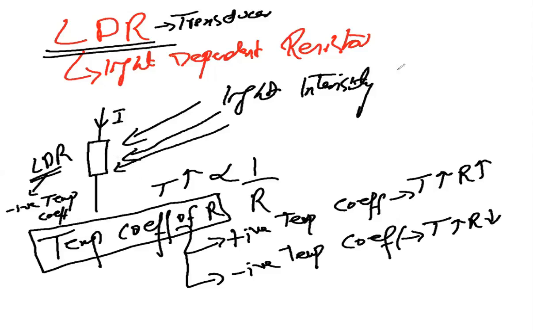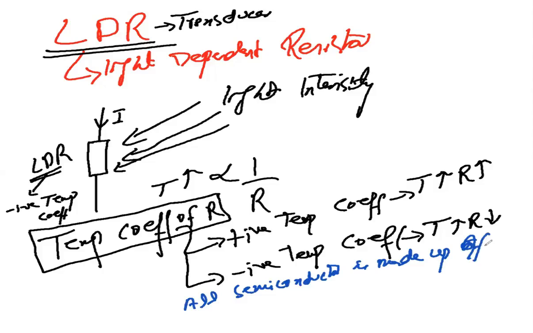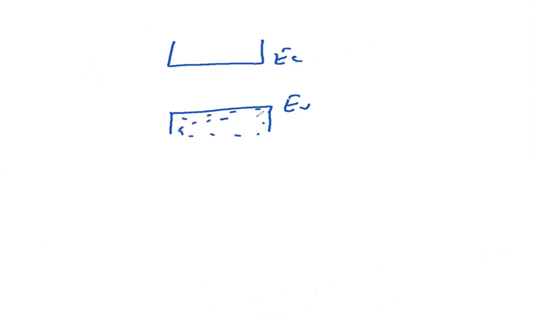And all semiconductors have a negative temperature coefficient. Like any semiconductor, if you increase the temperature, then the resistance will get decreased, meaning the electrons in the conduction band will get increased. As you have studied, inside an atom we have the conduction band, and here we have the valence band. Here we have lots of electrons.